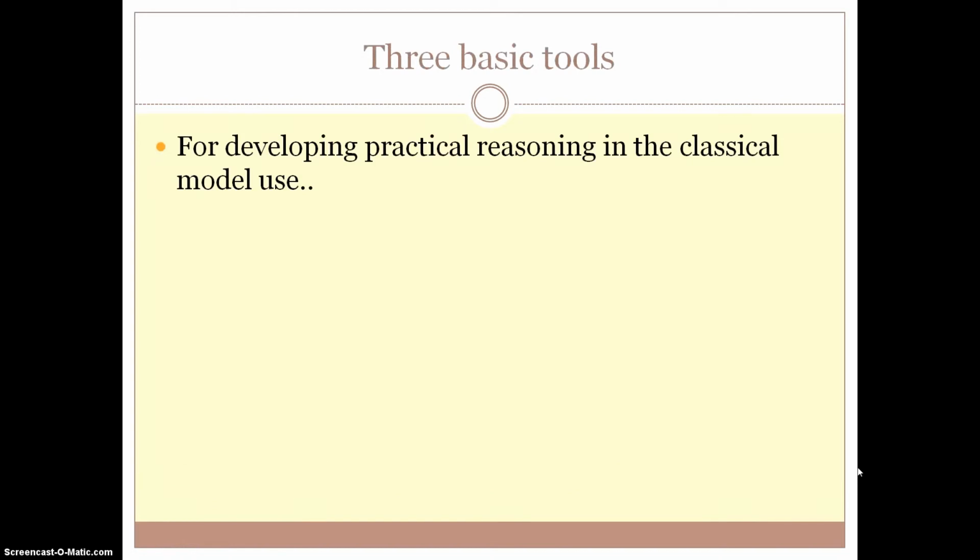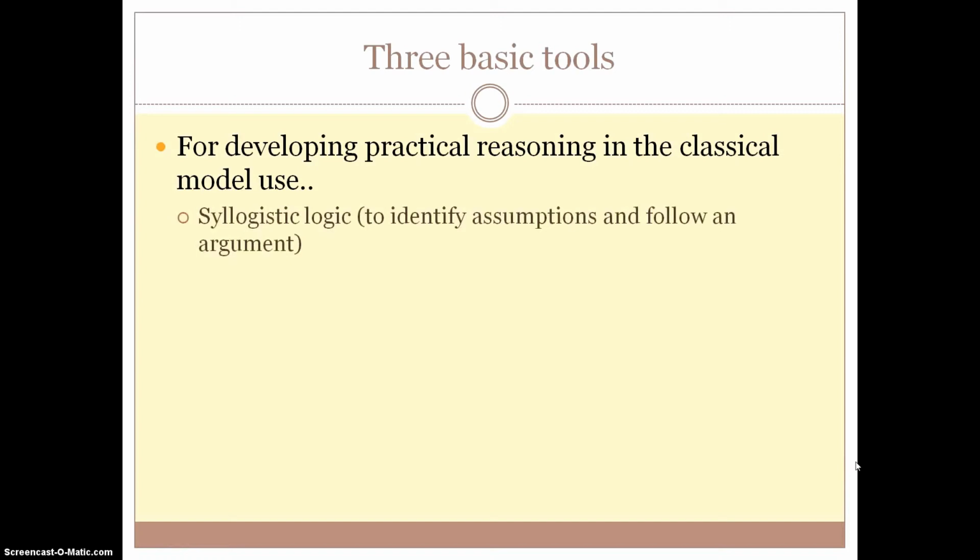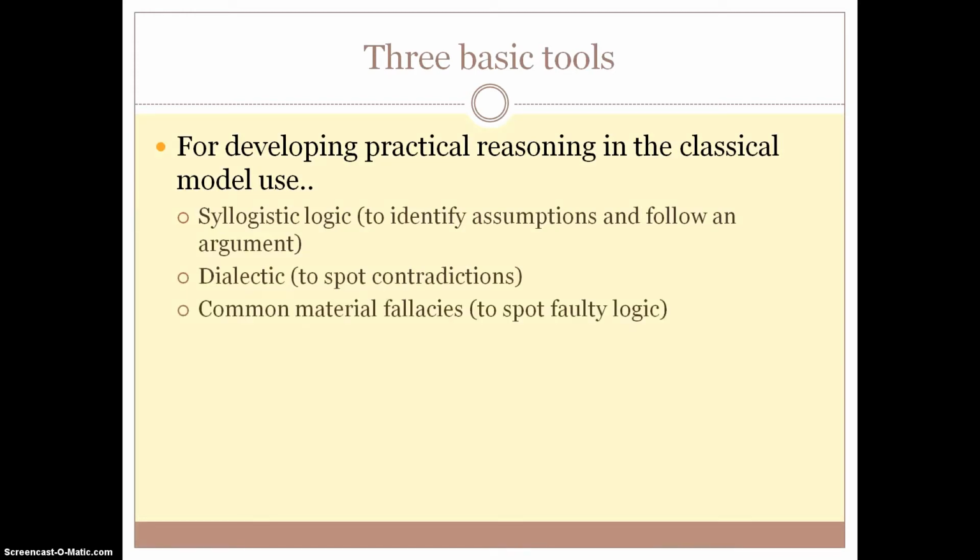The three basic tools then for developing practical reasoning in the classical model: use syllogistic logic to identify assumptions and follow an argument to its conclusion. We use dialectic to spot contradictions, and we use an awareness of common material fallacies to spot faulty logic. And of course, if you watch the Super Bowl commercials, you know that faulty logic abounded in those commercials, in the advertisers' desire to persuade us of or to do something or buy something.